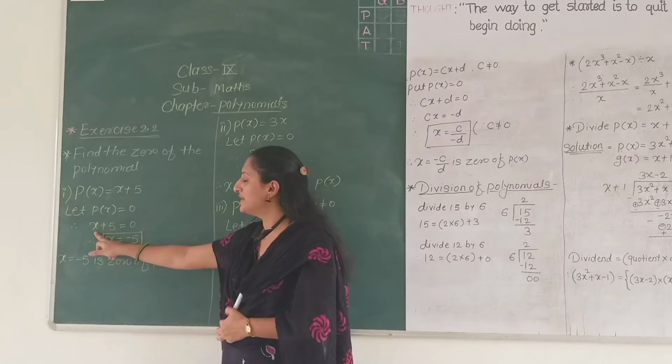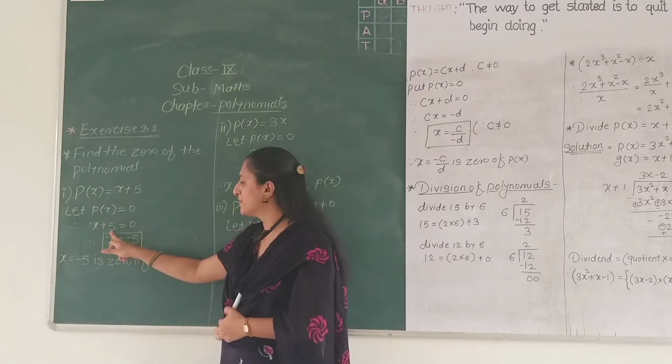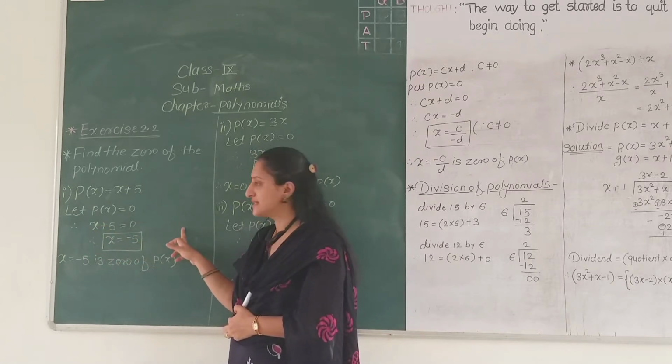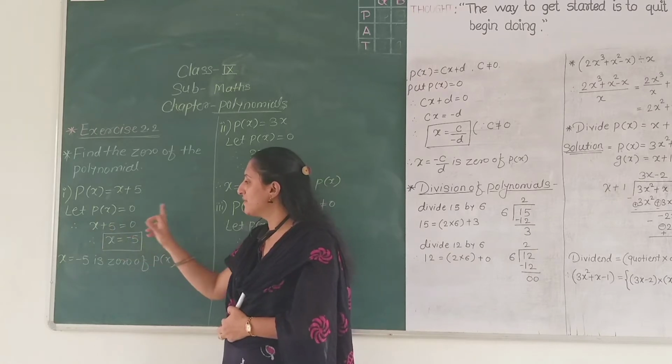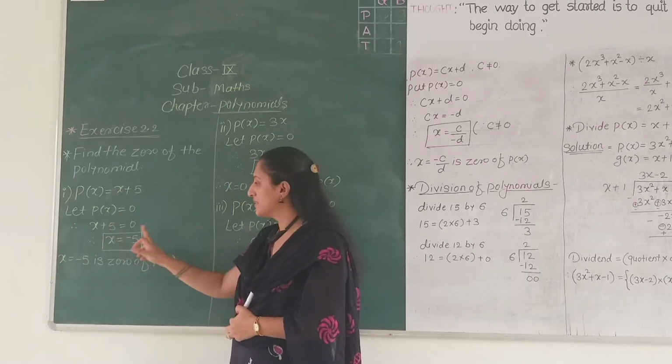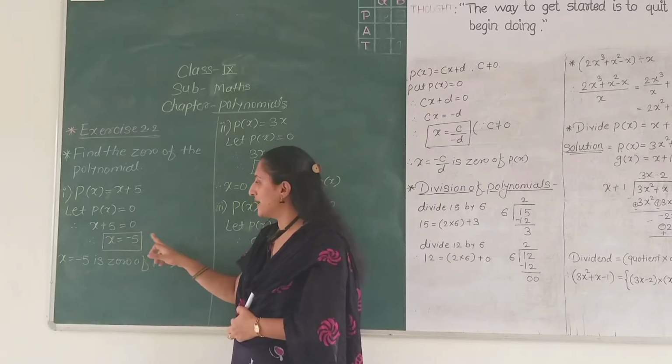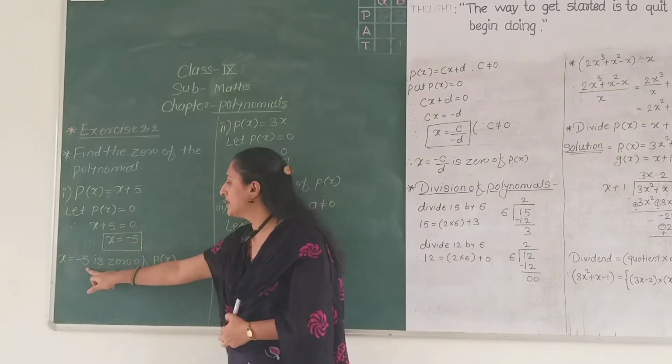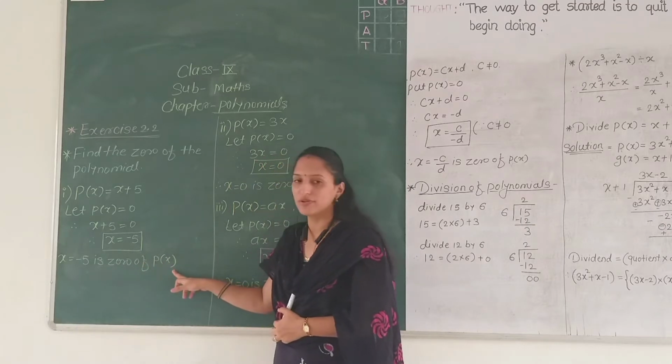Okay, we want to find the value of x here. So we move this 5 on RHS. Here the 5 is positive, it becomes negative. So x is equal to negative 5. So that means x is equal to negative 5 is 0 of the polynomial.